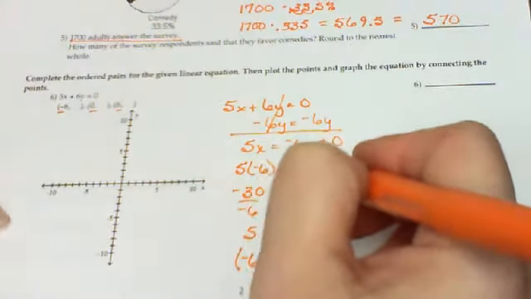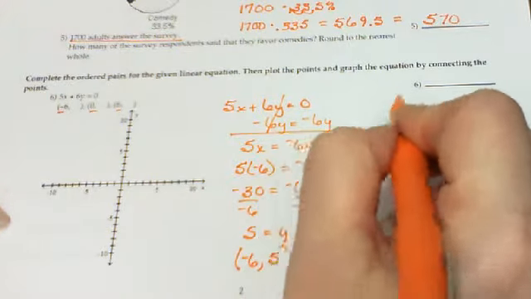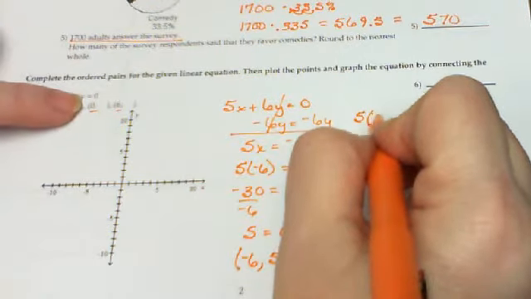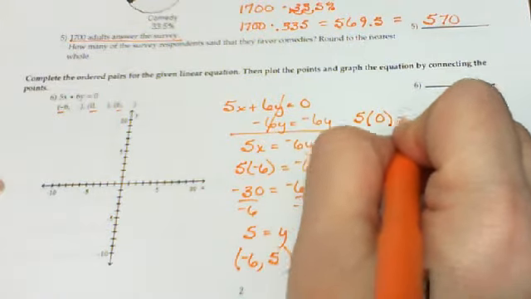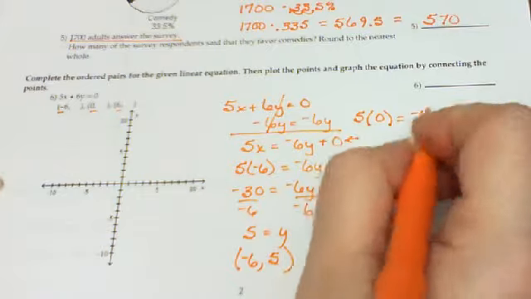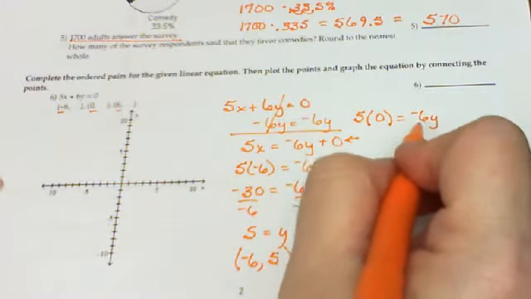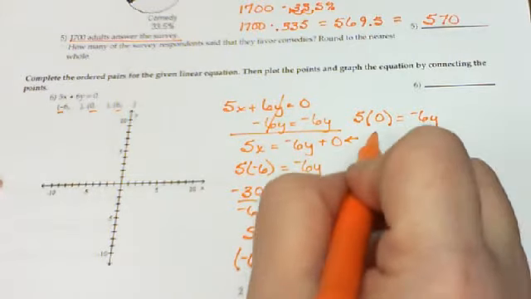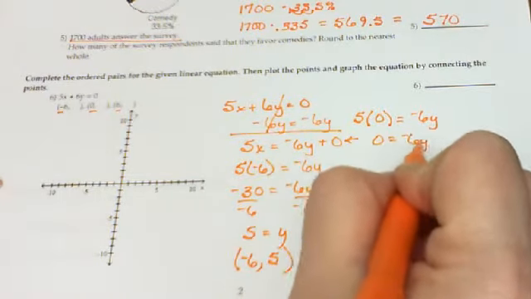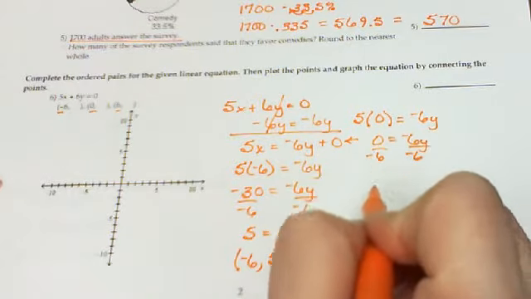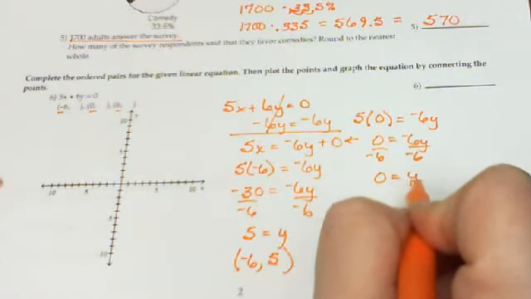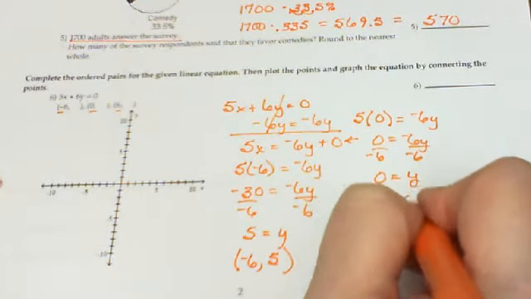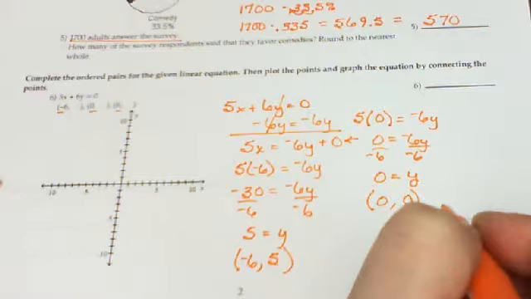Instead of redoing this calculation again, I'm just going to pick up from right here. So I have my 5 times, this time I'm using 0, is equal to negative 6y, plus the 0, which we know is going to just be our negative 6y. So 5 times 0 is 0 equals negative 6y. Divide both sides by negative 6, and you get that 0 is equal to y. 0 on top is always 0. So once again, we had 0 for our x and 0 for our y.